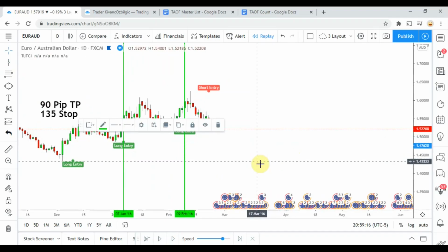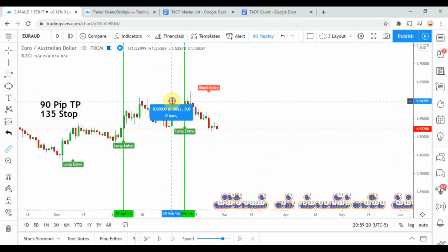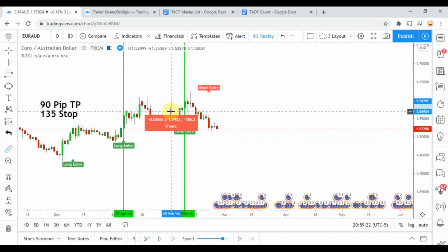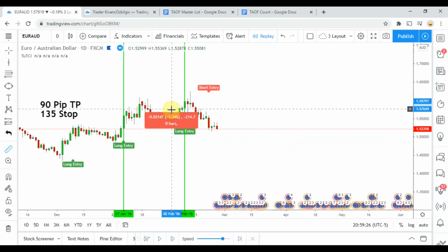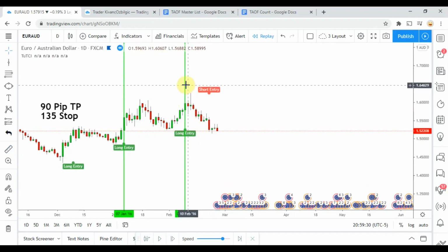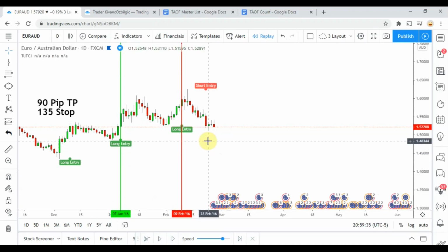Let's see here. We pick up another long entry right there. This one I'm a little concerned about. Yep. It only hit about 80 pips up before it took a nasty dive down. And that particular one would have gotten us stopped out.